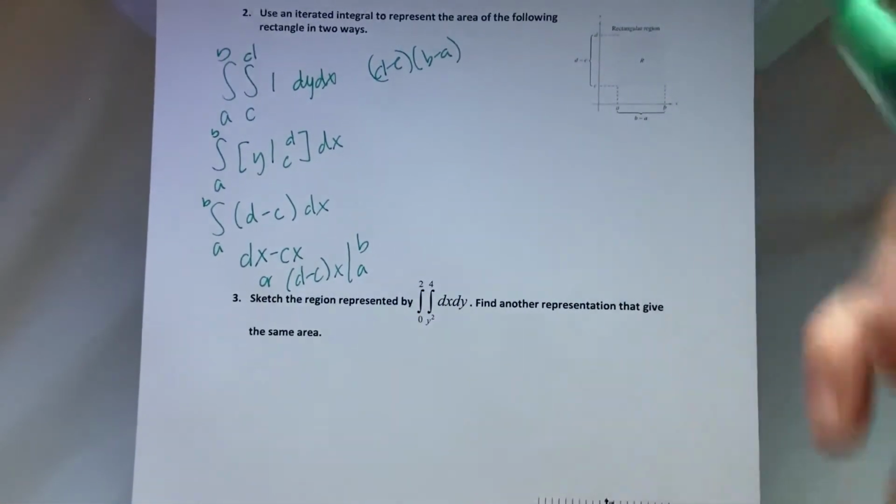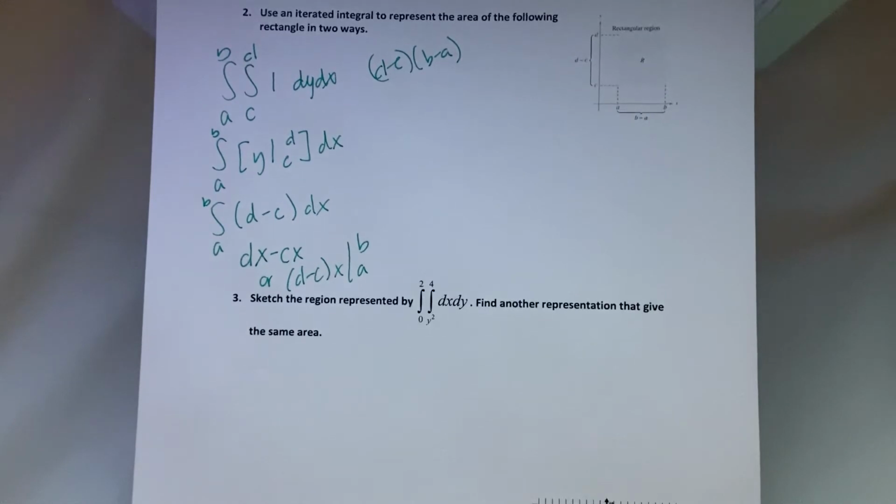We know that's the case. We could also do this backwards and get the same answer. If we did dx dy, we just need to make sure the bounds flip respectively if we do it that way.